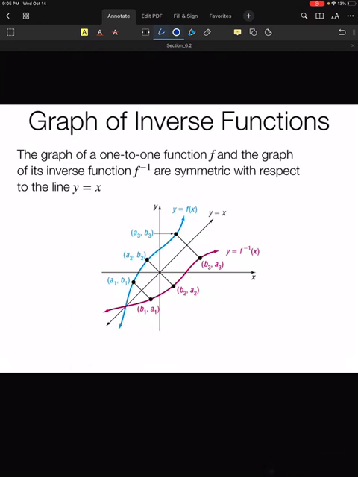Now, an interesting part about the graph of an inverse function is that the graph of f and the graph of f inverse are symmetric with respect to the line y equals x. Here we have an example with f of x in blue, and the inverse function in red or purple, and you'll see that they're symmetric about the line y equals x. We won't do a lot with graphing inverse functions, but it is an important point, and so you should take note that this is true.